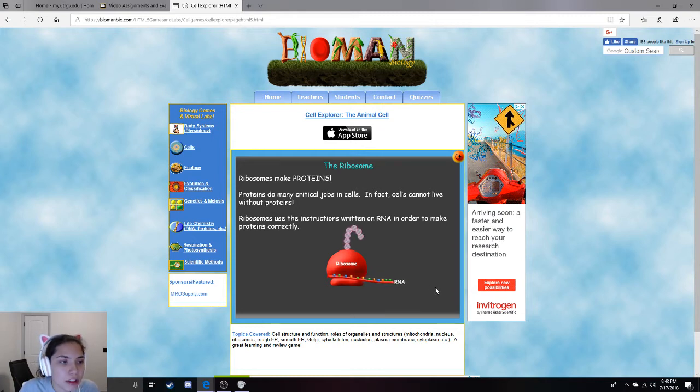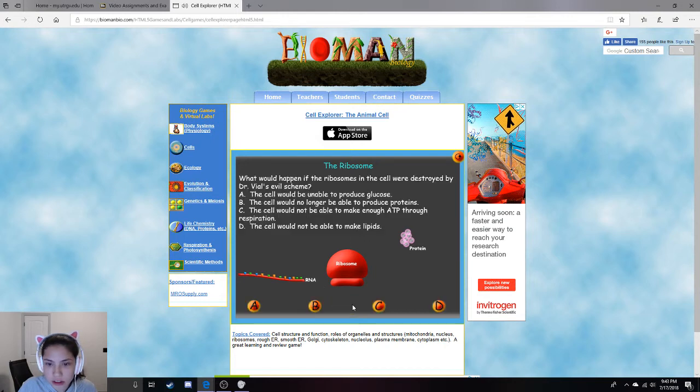Ribosomes are also the smallest organelles found in all cells. And they build proteins by putting together long chains of amino acids according to the mRNA message. There's 1,000 in each cell.